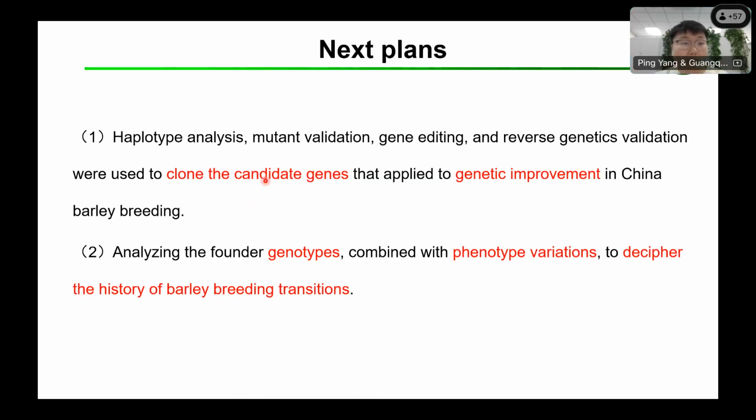Next, haplotype analysis, mutant validation, gene editing, and reverse genetics validation will be used to clone the candidate genes that can be applied to genetic improvement in China barley breeding. And we will analyze the founder genotypes combined with the phenotype variations to decipher the history of barley breeding transitions.